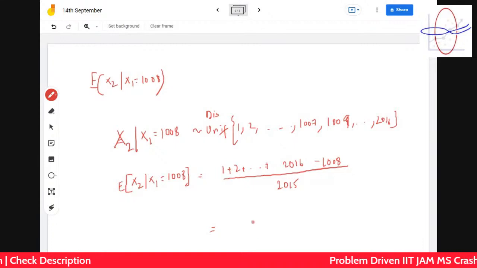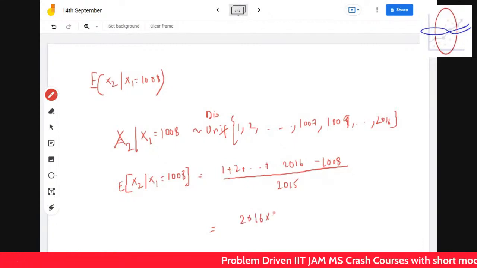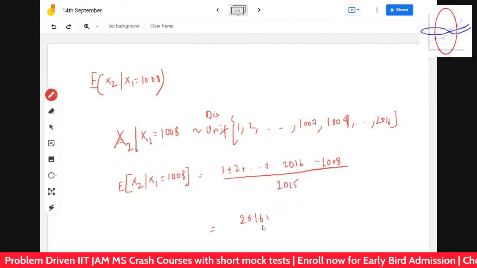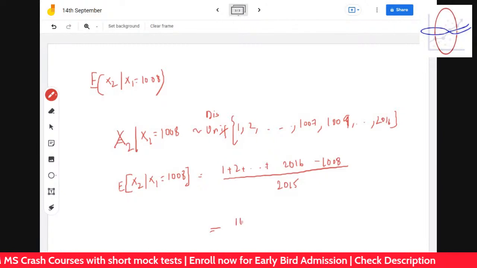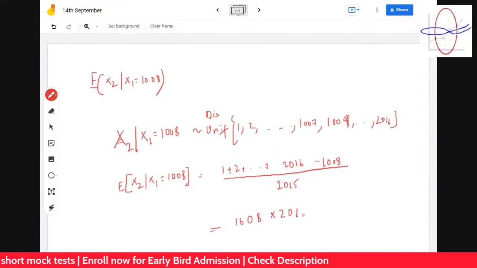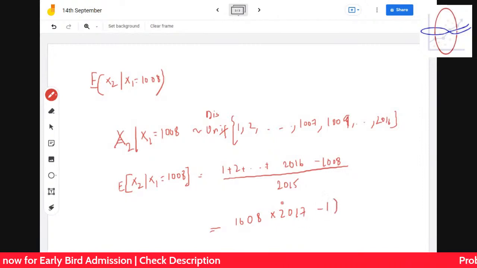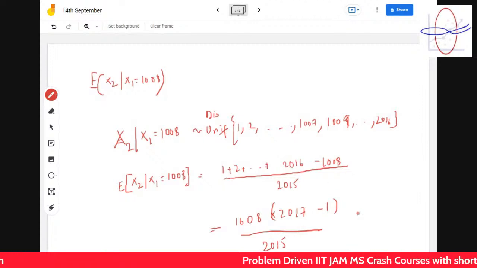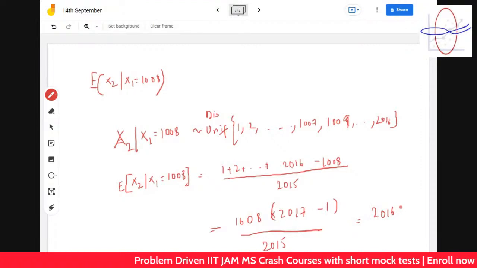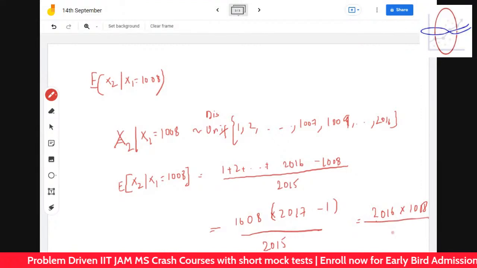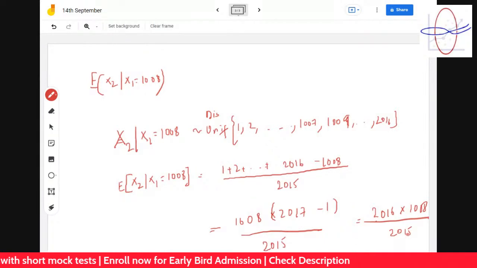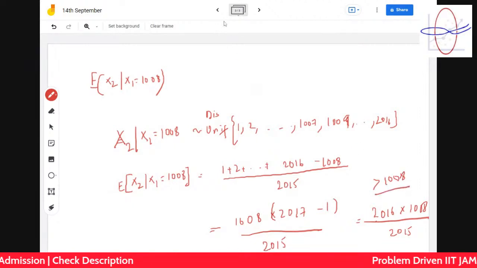Let's calculate it. So you get 2016 times 2017 by 2, which gives 1008 times 2017, minus 1, by 2015. Am I doing it correctly? I hope so. Yes. So you get 2016 times 2008 by 2015, and essentially that's greater than 1008.